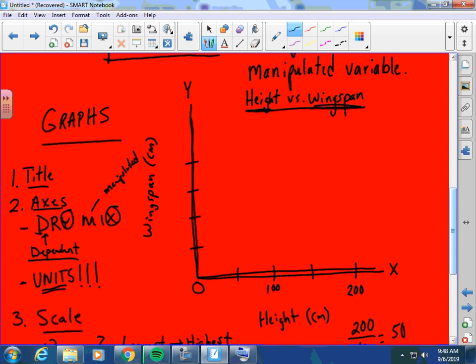But so I'm just going to plot the points. So maybe somebody had their height was 150 and their wingspan was about 150, somewhere around there. So I would just go height, mark my way over here to 150. It's right there. And then if these are the same, I would go up to 150. Boom, make a point. And I keep doing that for all of the data I have. So that's going to take a while because we got a lot of data in here.